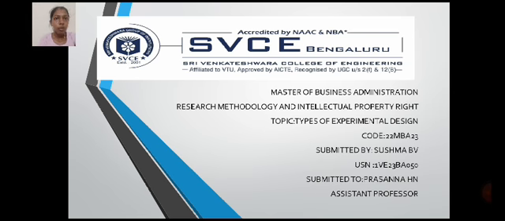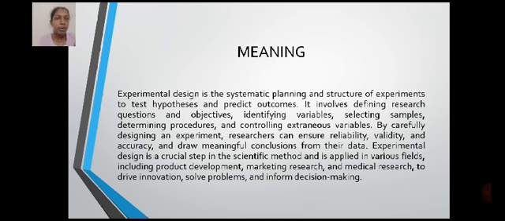In this video, I am discussing the topic called types of experimental design in the subject research methodology and intellectual property. Let's know about the meaning of experimental design. It is the systematic planning and structure of experiments to test hypotheses and predict outcomes. It involves defining research questions and objectives, identifying variables, selecting samples, and determining procedures and controlling extraneous variables. By carefully designing an experiment, researchers can ensure reliability, validity, and accuracy and draw meaningful conclusions from their data.